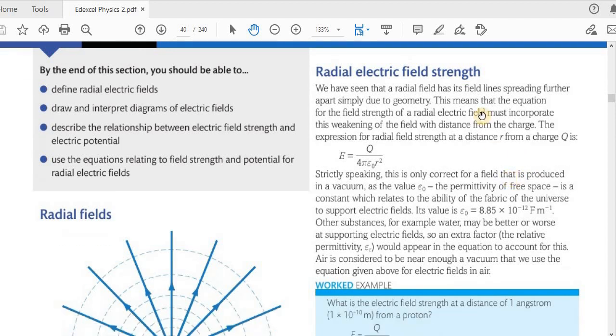Then radial electric field strength is given by this equation. So again, this is very important. You have to memorize this with understanding. Now we will see what this equation is about.